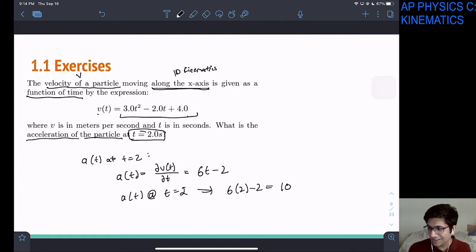Anybody in chat? Whoa, yeah, slow down there. All right, it's 10 meters per second squared. You are correct. And that's our acceleration.